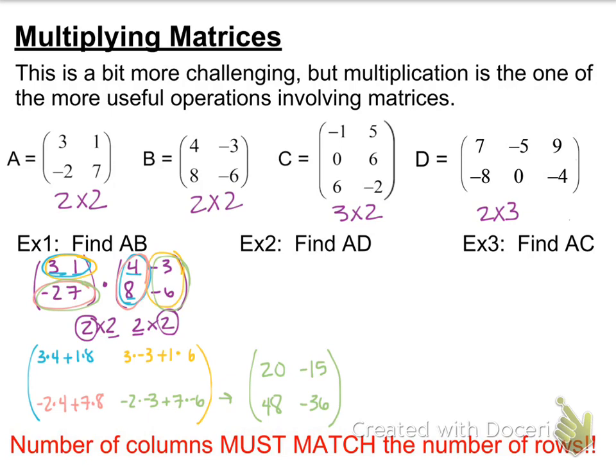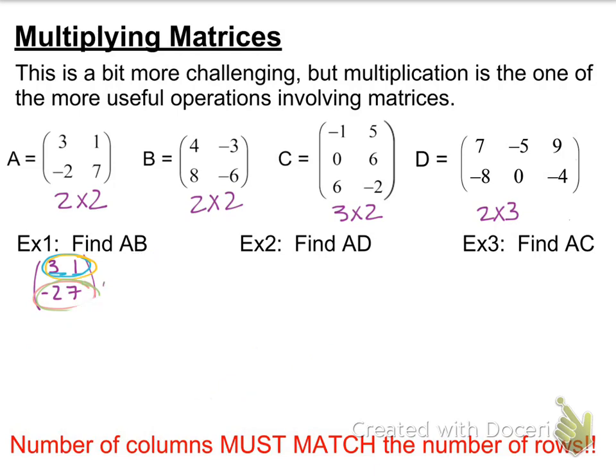Okay, I'm going to erase this so that I can do the next one. If you need to pause the video, go ahead and pause it now. Okay, my next one is A, which is 3, 1, negative 2, 7, times D, which is 7, negative 5, 9, negative 8, 0, negative 4.